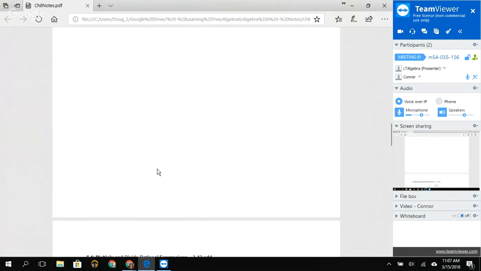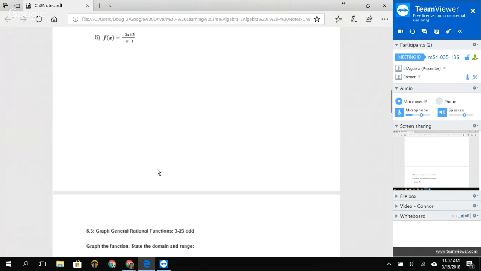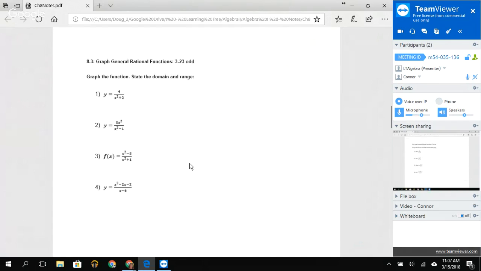So this section 8.3 is a pretty easy section. It's graph general rational functions, and then state the domain and range. It's a little different than 8.2 because those are simple rational functions and these are a little bit more complex. What makes these more complex, you'll see, is that there's the quadratic involved, and that can make it a little bit more tricky.